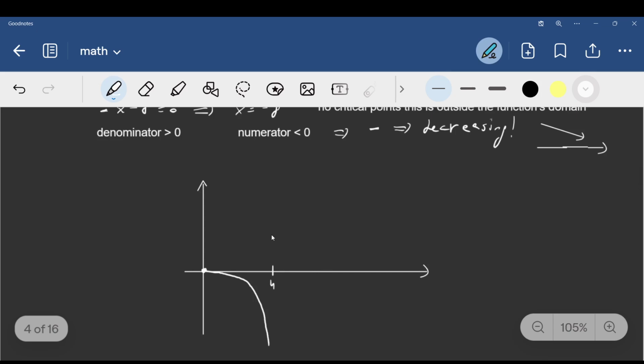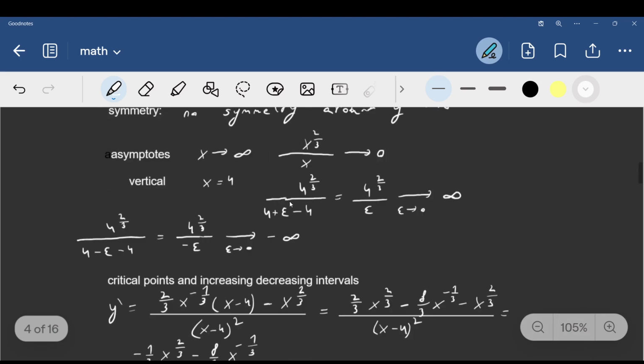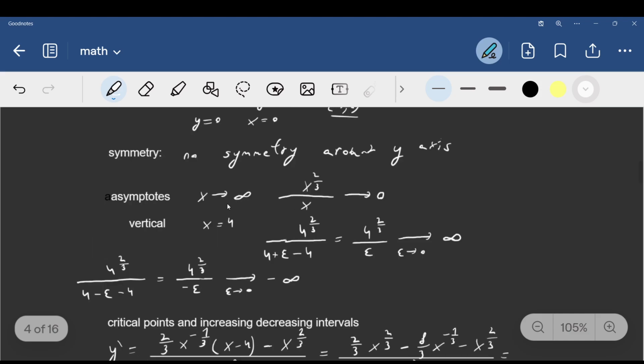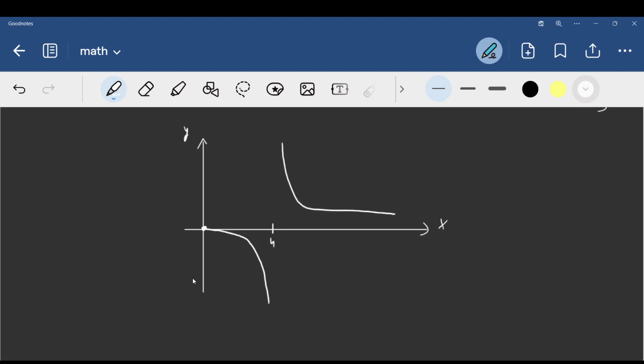And then as we move away from 4, we can see that as we approach 4 from the right, we're getting closer to infinity. But as we are moving away from 4, we're approaching 0. So our function actually is going to look something like this.